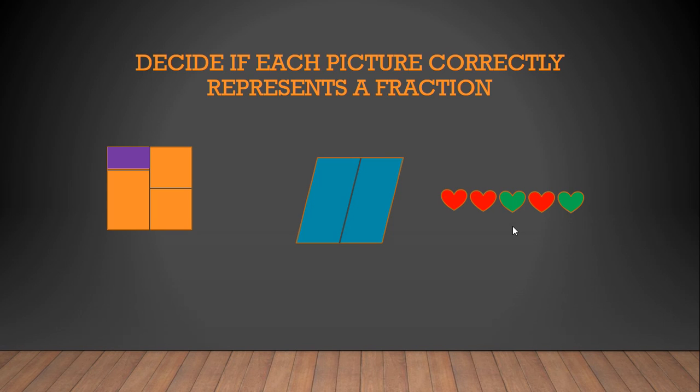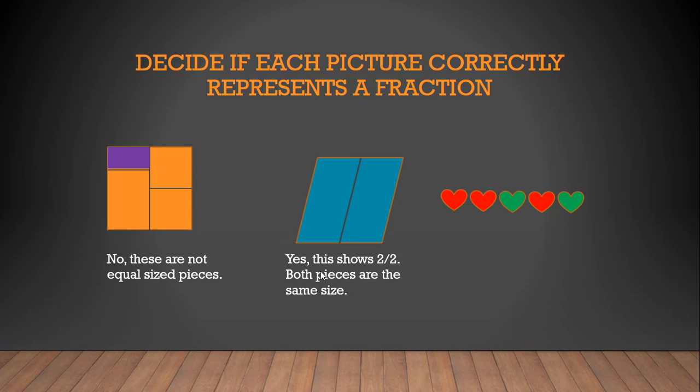Here's our next examples. In our first shape, we see 1, 2, 3, 4 parts, and 1 is purple. Is this correctly representing a fraction? Great job! No, these are not equal size pieces, so this is not showing a fraction correctly. In the middle, we have this shape with 2 blue parts. Very good. Yes, this shows 2 halves. Both pieces are the same size.